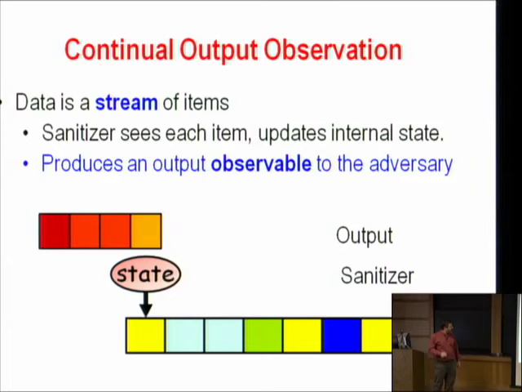So in randomized response, you replace me by someone who just gives a random answer. Exactly. The point is that the adversary sees all this output, for instance an estimation, and sees how the estimation changes over time. So it knows everything, and yet the items in the data stream should remain differentially private. So this is the continual output observation.